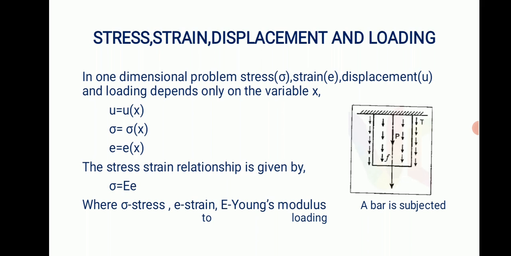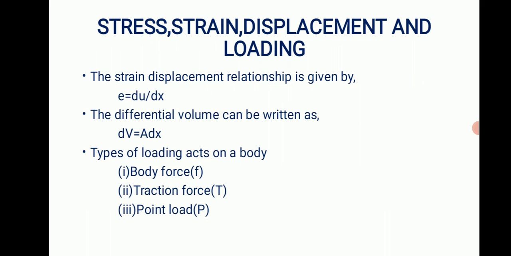Then we want to know the stress, strain, displacement and loading. In a one-dimensional problem, stress, strain, displacement and loading depend only on the variable x, that is u is equal to u of x, that is displacement, and sigma is equal to sigma of x, that is stress, and e is equal to e of x, that is strain. And the stress-strain relationship is given by sigma is equal to capital E into small e, where capital E is Young's modulus and small e is strain. The strain displacement relationship is given by e is equal to du by dx.